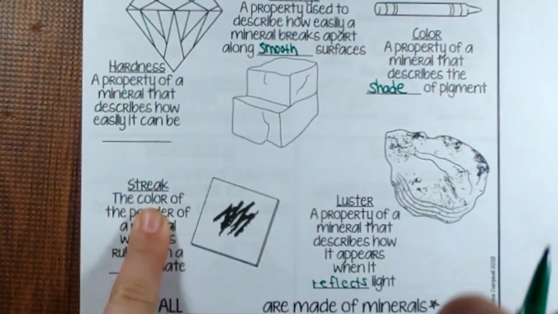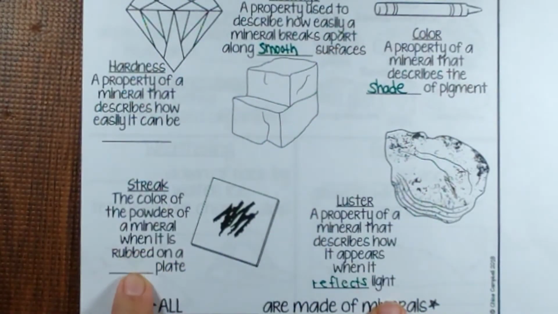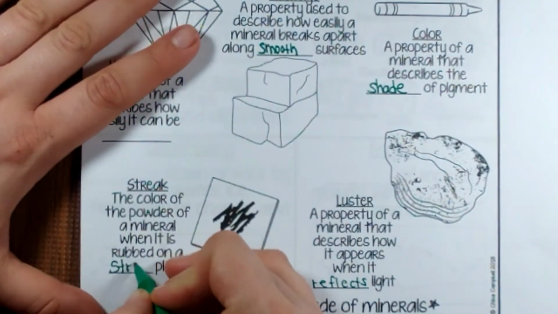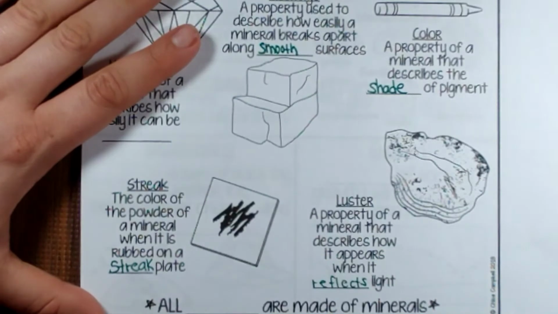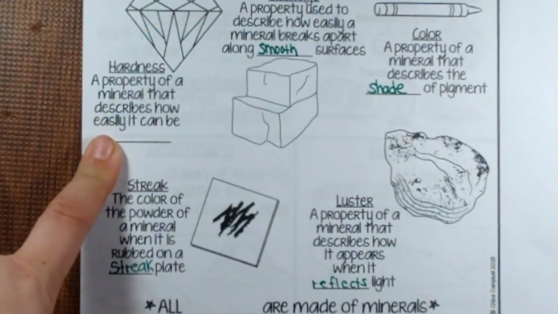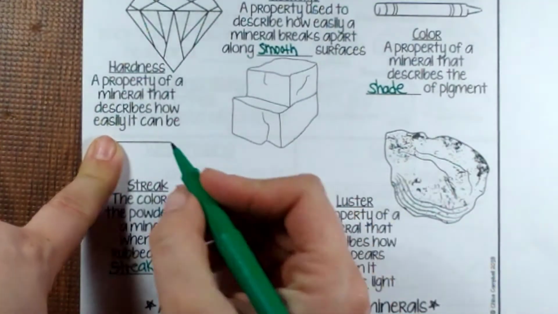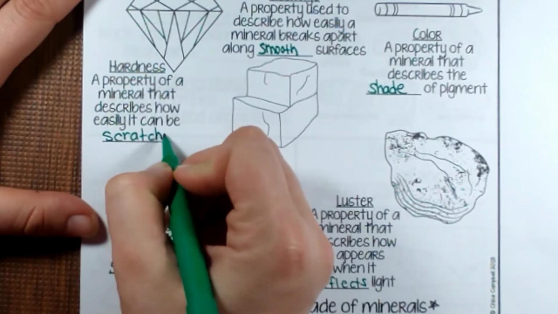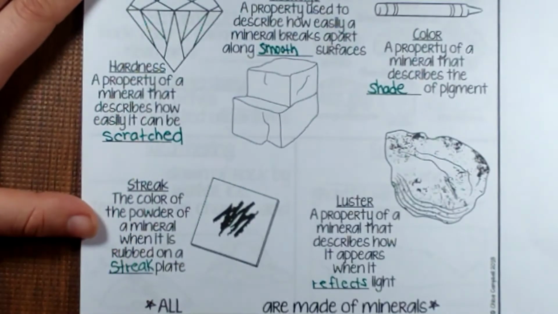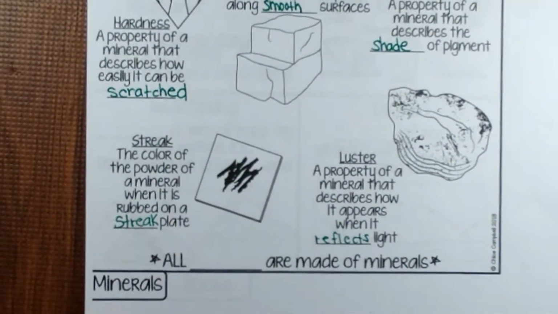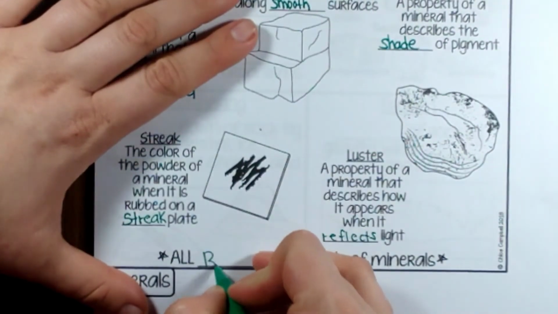A streak is the color of the powder of a mineral when it is rubbed on a streak plate. And then the next one is hardness, a property of a mineral that describes how easily it can be scratched. And on the bottom, all rocks are made of minerals.